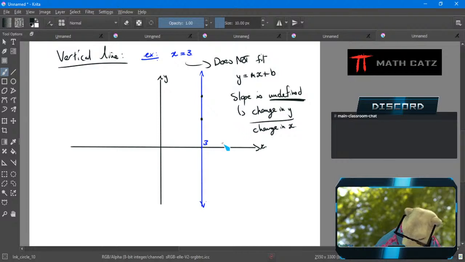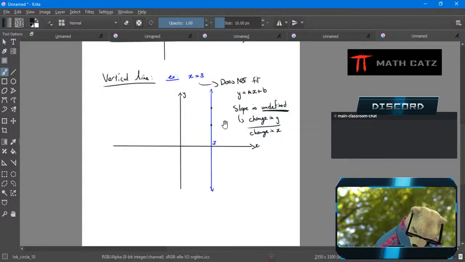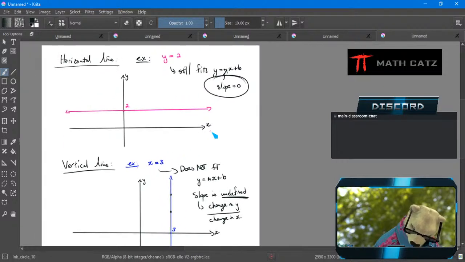So even though, let me zoom out, even though the horizontal line technically fits into the slope intercept form, it's not a super special case. I do see it as special and different, but it just has a special slope of 0. The vertical straight line is very special in that it doesn't fit that form and the slope is undefined, and it's very different than all the other kinds of lines.